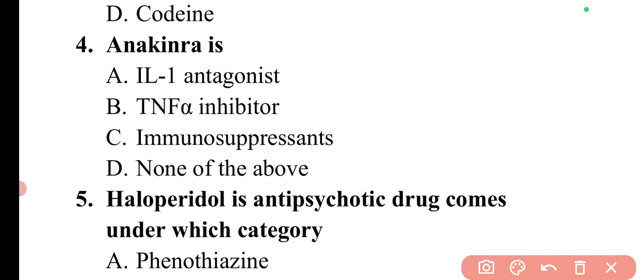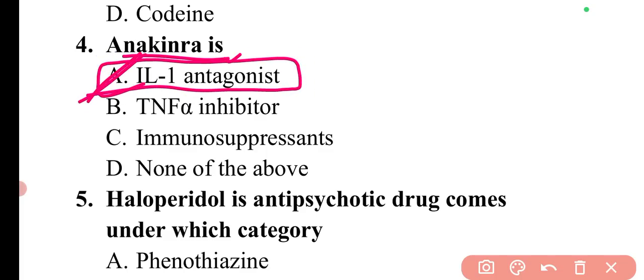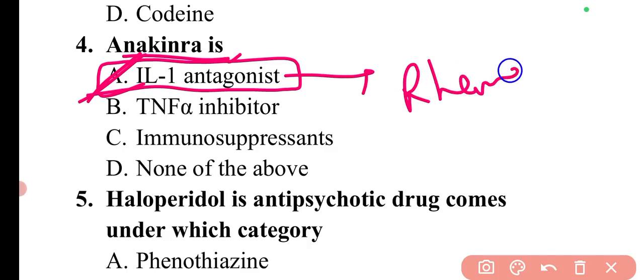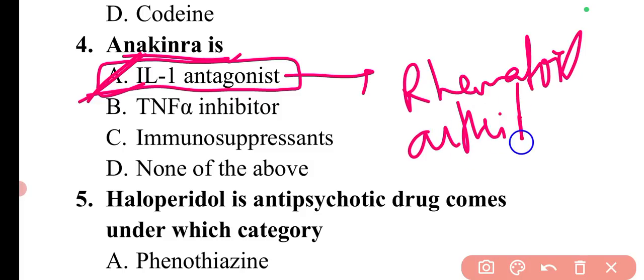Next question is, what is anakinra? Anakinra is an interleukin 1 antagonist. So here option A will be the correct answer. Basically these are the drugs which are used in rheumatoid arthritis. In this particular category, anakinra is the drug, and these are the biologic response modifiers.